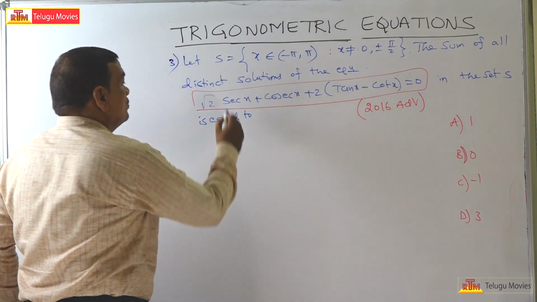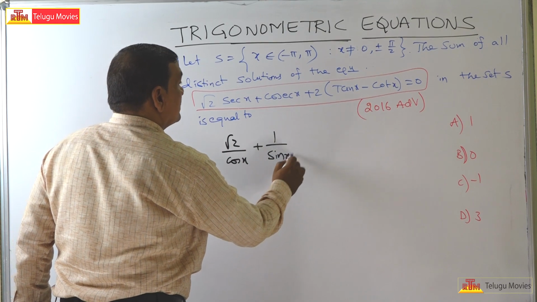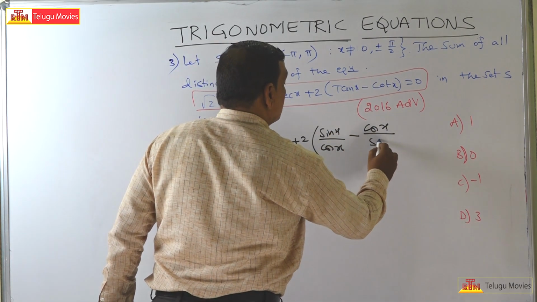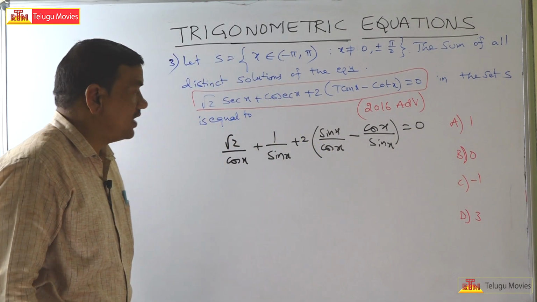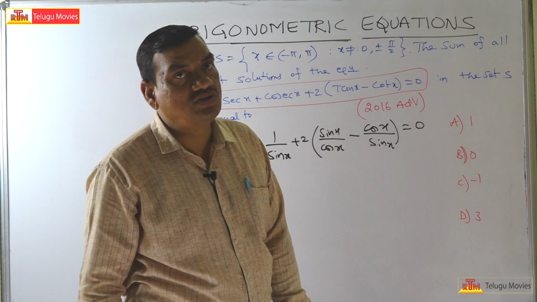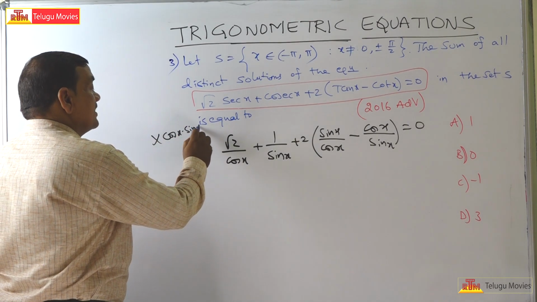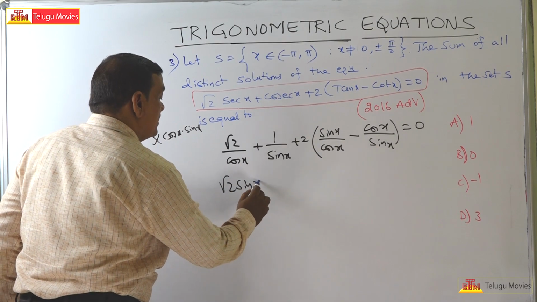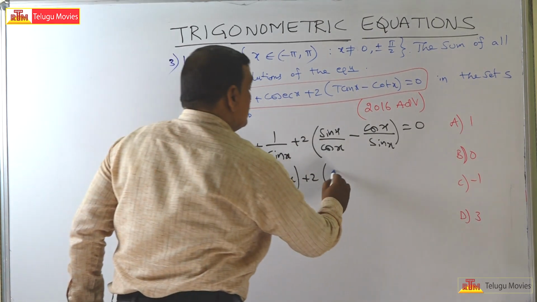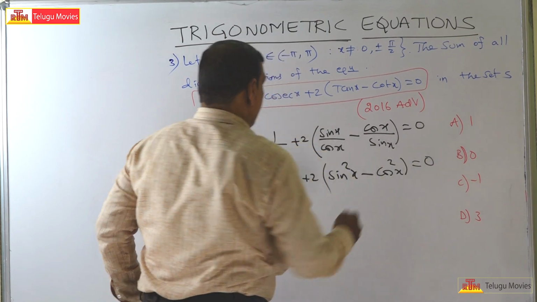So this is equal to root 2 by cos x, since secant x means 1 upon cos x, plus 1 upon sin x plus 2 times (sin x upon cos x minus cos x upon sin x) is equal to 0. That means I converted into sin and cos. Here the LCM is cos x sin x, so multiply with cos x into sin x. Cos x will get cancelled: root 2 sin x plus root 2 cos x plus 2 times (sin square x minus cos square x) is equal to 0.